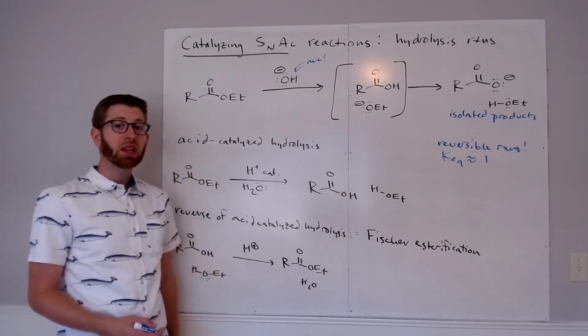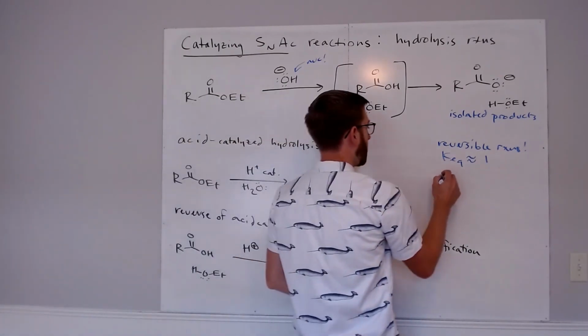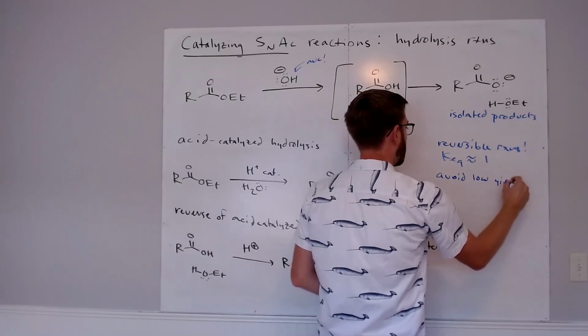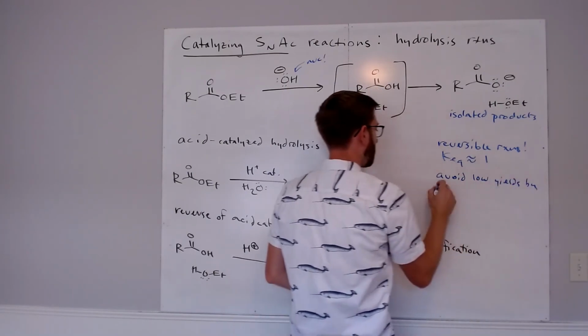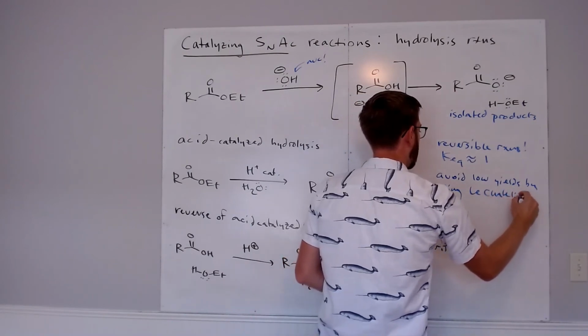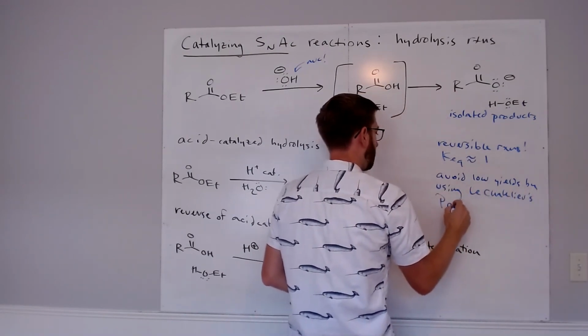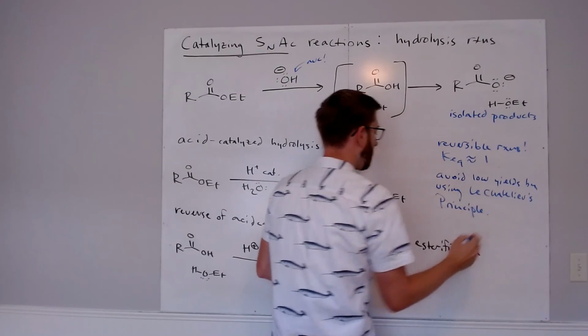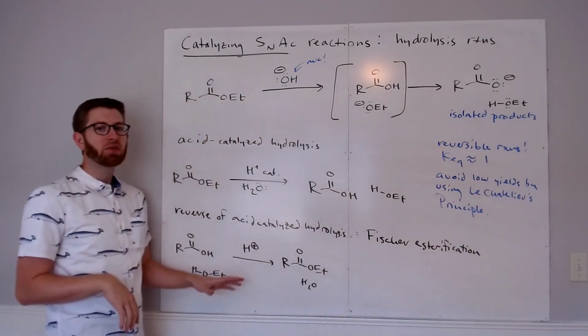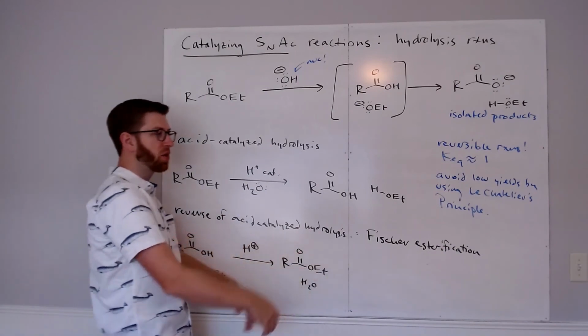So the way we get these reactions to work, either an acid-catalyzed hydrolysis or the Fischer esterification, is to use Le Chatelier's principle. So we avoid low yields by using Le Chatelier's principle. That means that either we're going to be removing a product or adding a bunch of reactants. So we're kind of pushing the reaction one way or the other.